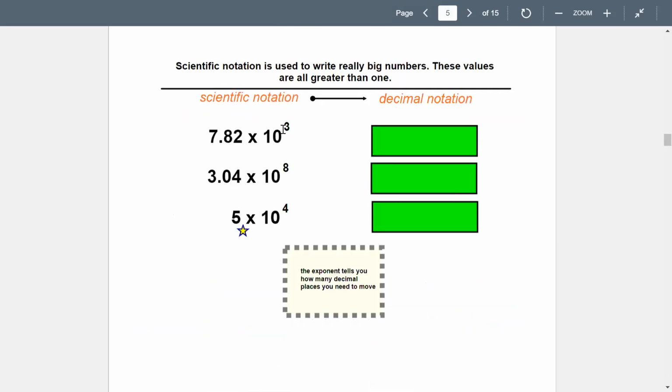Now we're going to do the opposite way, so you will just reverse. Now you're going to identify your integer right here, your exponent, and you're going to identify whether that's a bigger number or smaller number.